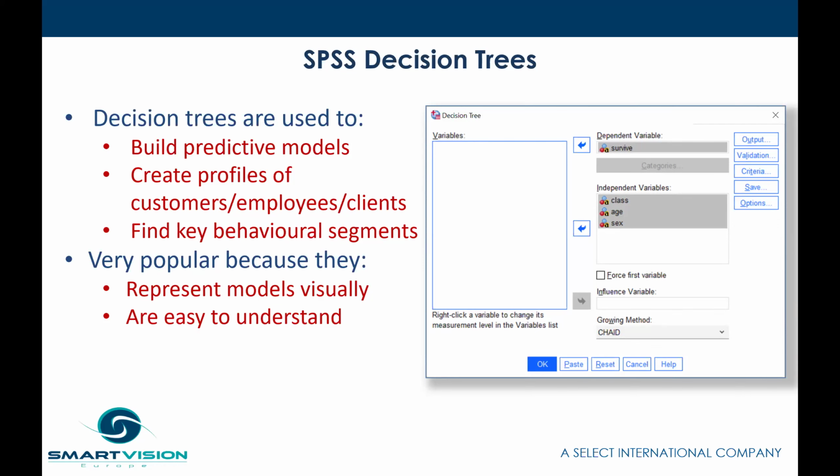Decision trees is one of our favorite modules because it allows you to build predictive models. It allows you to create profiles of patients, customers, pupils, students, employees, machines, whatever the unit of analysis is that you're working against. It allows you to find key behavioral segments, and it's very popular because it represents models in a visual and easy to understand way.